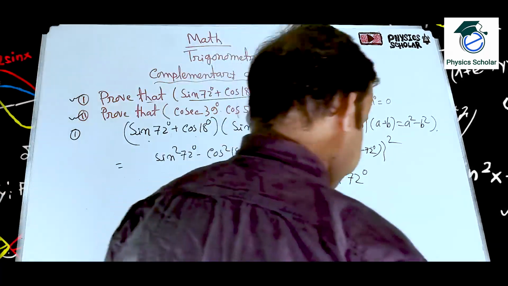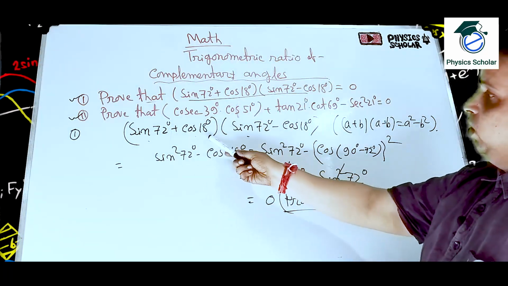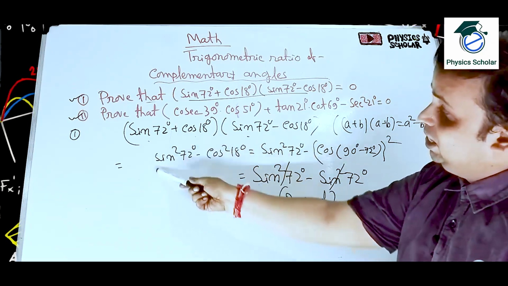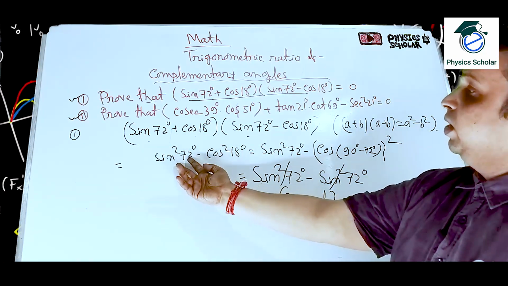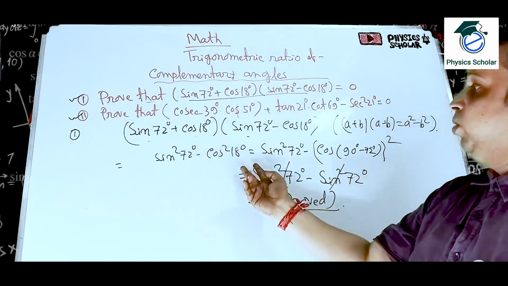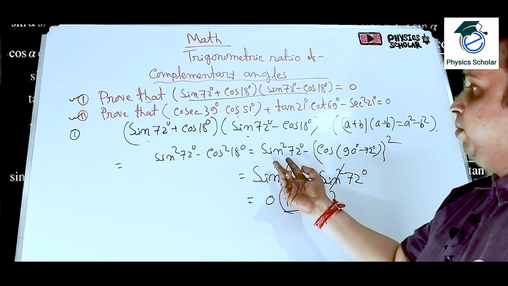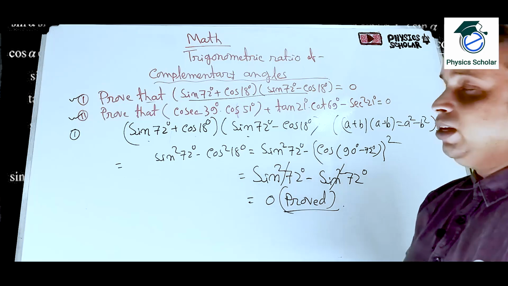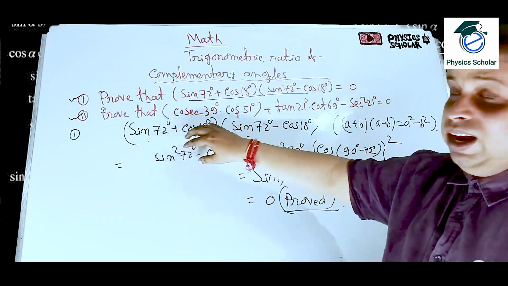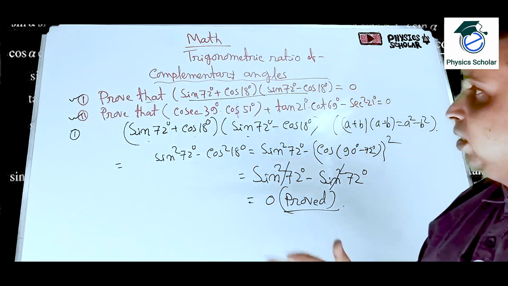Clear? We have to prove this is equal to 0. So (a plus b) into (a minus b) means a square minus b square. We changed this one, but we can also change the other. Sine 90 degree minus 18 degree, that means sine 72 will be cos 18. Then it will be cos square 72 minus cos square 72, which will also be 0. So either we can change this one or this one. I have changed this one, but you can change both. So this is sum number 1.